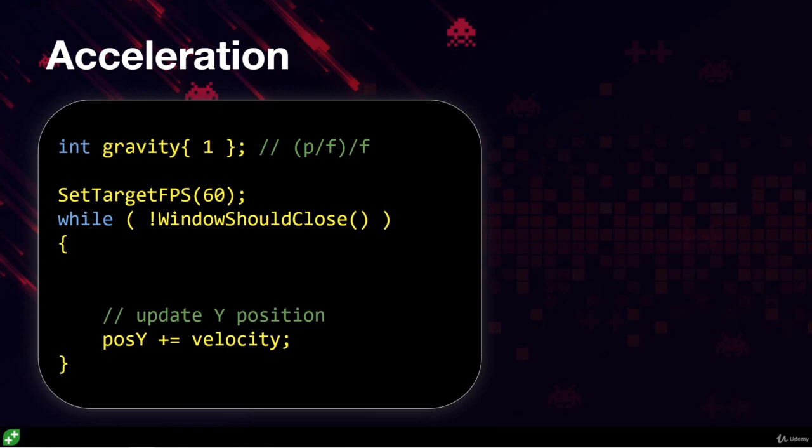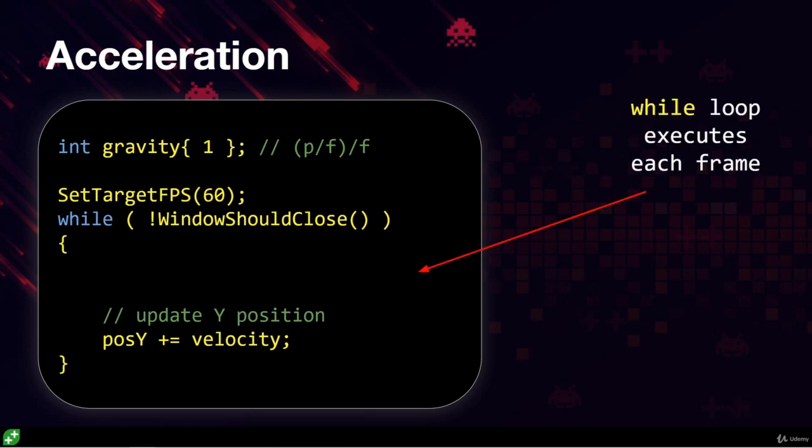Now, how do we update the velocity? Well, here's our while loop, which gets executed every frame. And every frame, we're updating the y position by adding the velocity to it. Well, let's say we have a gravity value of 1 pixel per frame. So every frame, velocity increases by 1. Well, to update the velocity, we simply have to add the acceleration due to gravity to the velocity every frame.